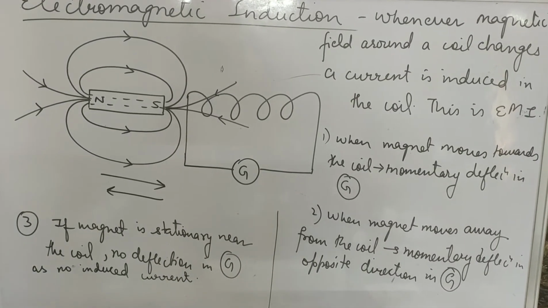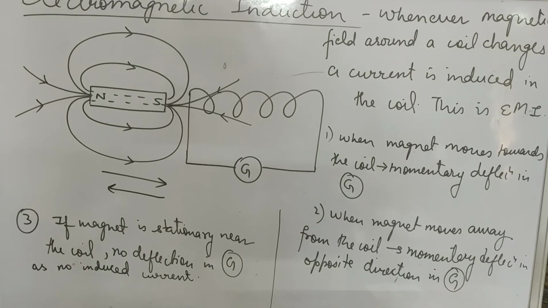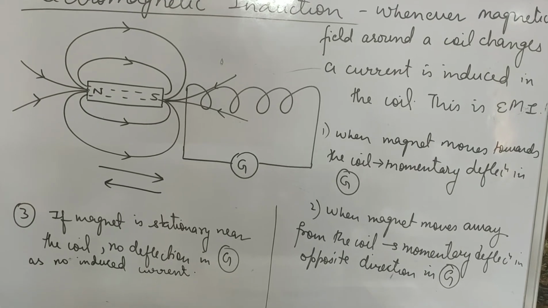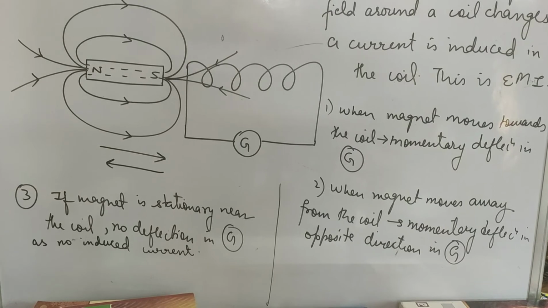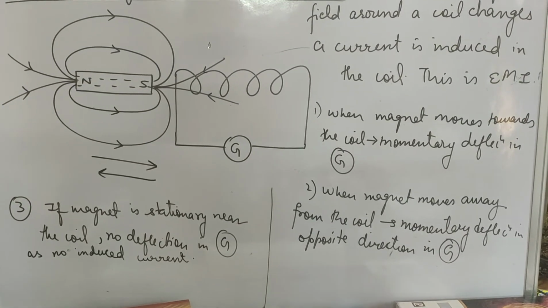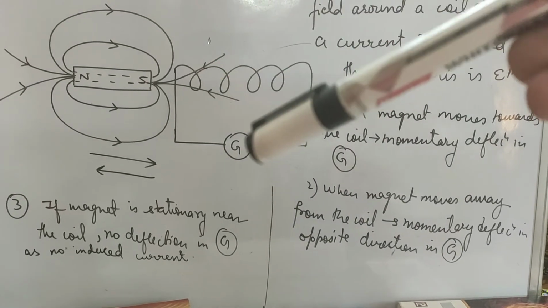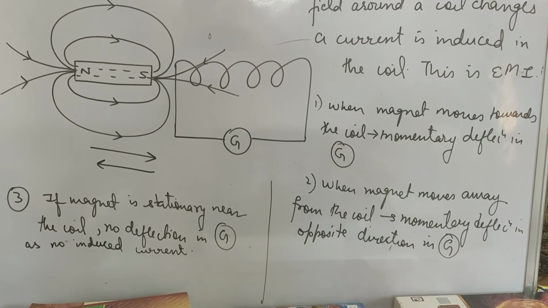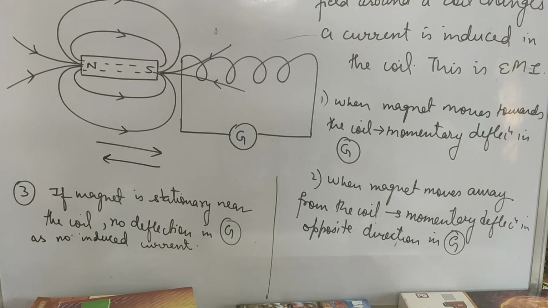Okay, when a bar magnet is brought near this coil, the magnetic field associated with the coil is changing and the current is induced in the coil. Like when the magnet moves towards the coil, the number of field lines passing the coil will increase, and hence it will force the electrons inside this coil to move, and that will give a momentary deflection in the galvanometer.